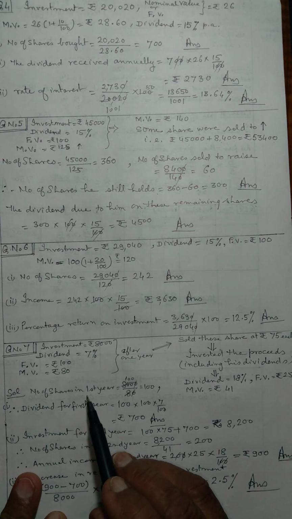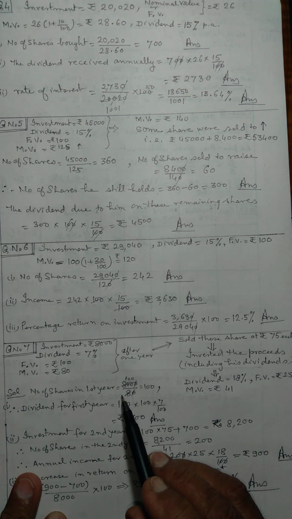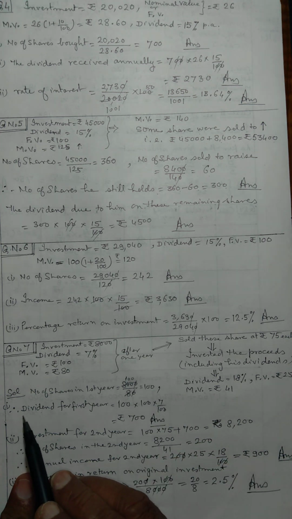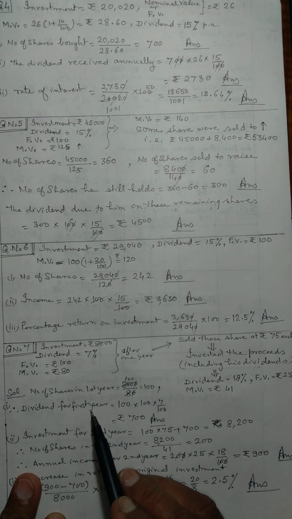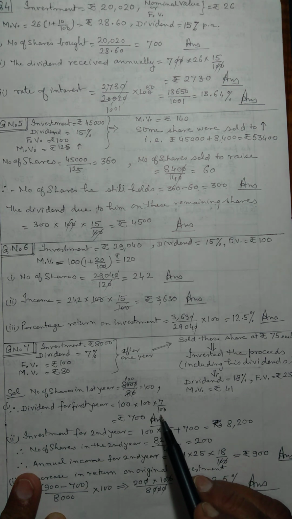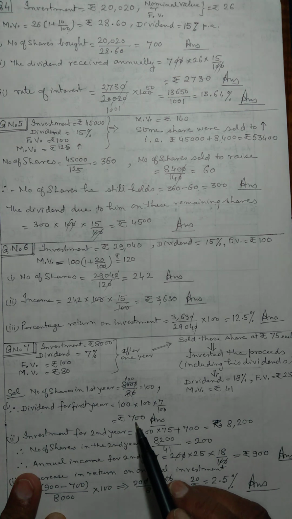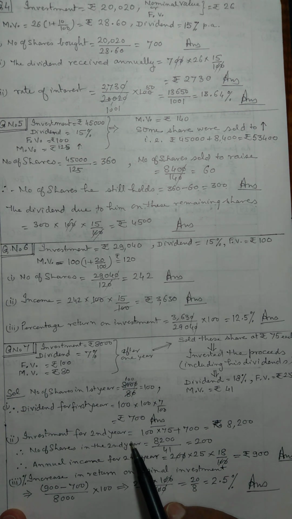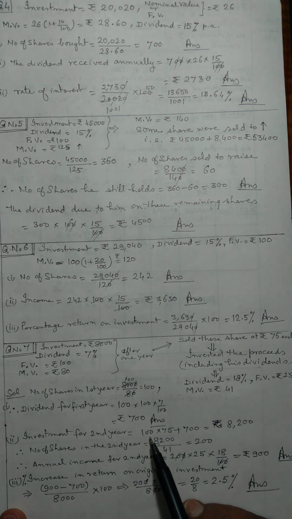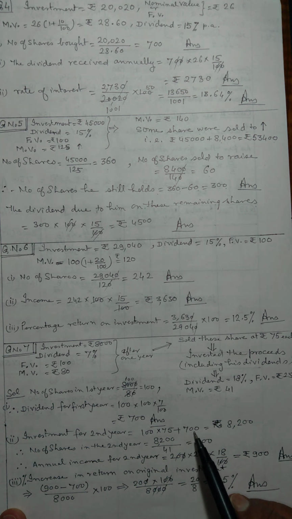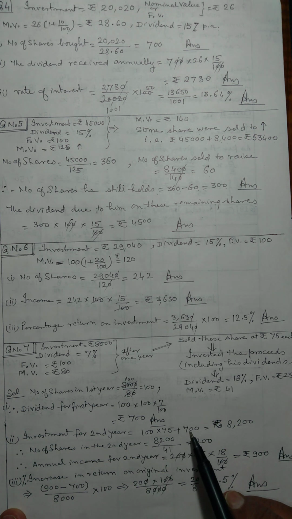So the number of shares in the first year is 8,000 divided by 80, which will be equal to 100. Therefore the dividend for the first year is equal to 100 into 100 into 7 by 100, which will be equal to 700. Investment for the second year is equal to 100 into 75 plus 700. This dividend is also included. It is already mentioned here.